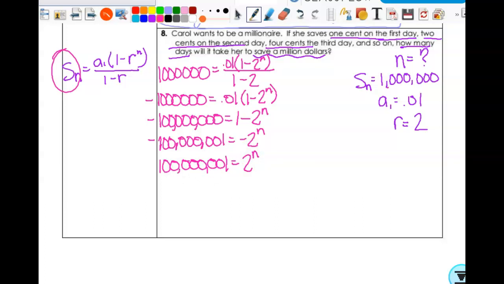Now, how do we get a variable out of the exponent? What's the inverse? A logarithm. The inverse of an exponential is a logarithm. So I can take the log of both sides. I can use the common log, or I could use the natural log. It doesn't matter. But moving forward, natural log is going to show up way more than the common log does. So we're just going to go ahead and use that, because you can really use either one of them.